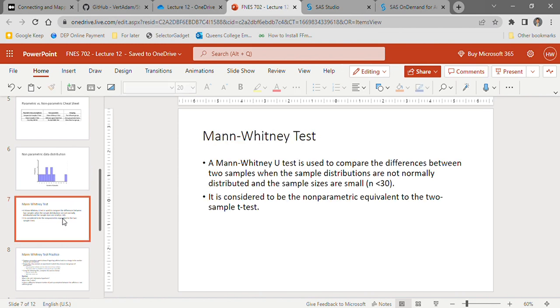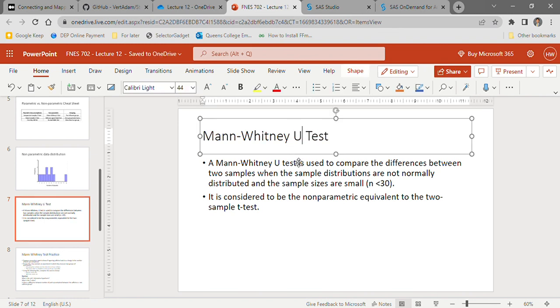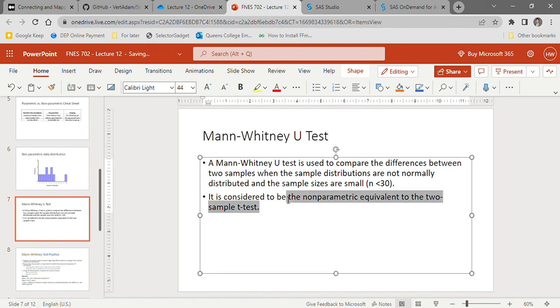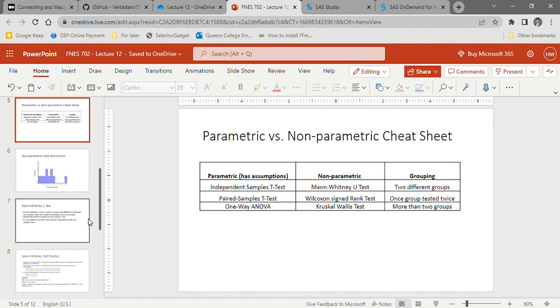Great. Okay, so Mann-Whitney U test. The Mann-Whitney U test is used to compare the differences between two samples when the sample distributions are not normally distributed and the sample sizes are small, less than 30. It is considered to be the non-parametric equivalent to the two-sample t-test. Okay? Really, again, I just can't emphasize this enough.